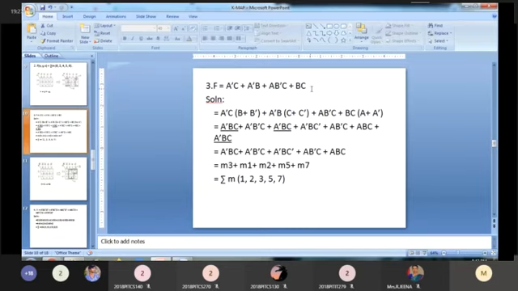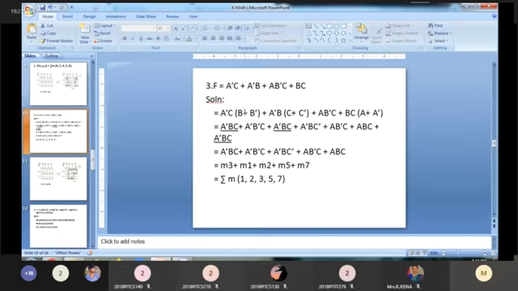So you have to write the missing variable with its complement. So here, A bar C into, which variable is missing? B is missing. So B plus B bar. Write the variable with its complement. B plus B bar. Here, C is missing. So A bar B into C plus C bar. Here A B bar C. Here B C into A plus A bar.